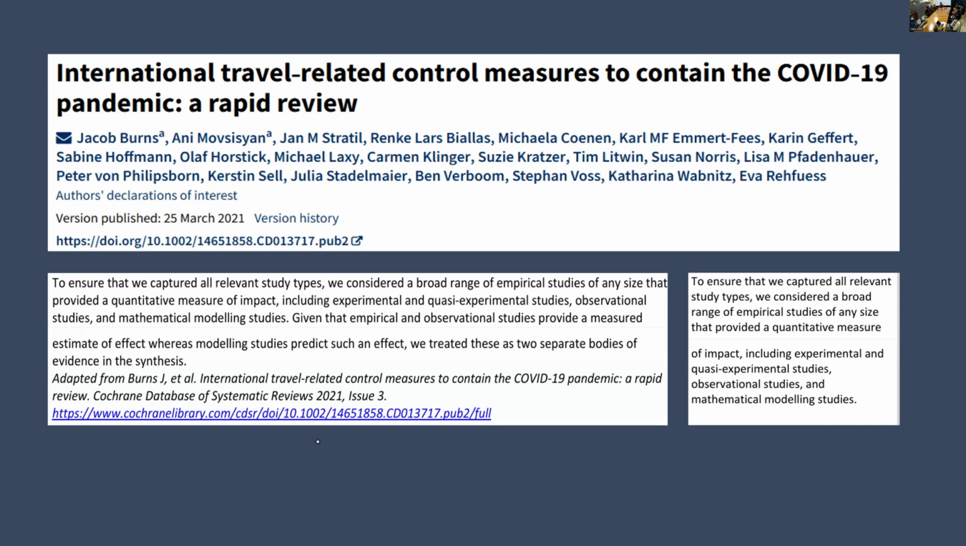So, we considered a broad range of empirical studies of any size that provided a quantitative measurement of impact, including experimental, quasi-experimental, observational, mathematical. Given that empirical and observational studies provide a measured estimate of effect, whereas modeling studies predict such an effect, we treated these two as separate bodies of evidence in the synthesis. I would say maybe you should have separated the first two, experimental and quasi-experimental, as one group and observational studies as one group. Here he has decided to do it as only two groups. Maybe three groups would have been better.